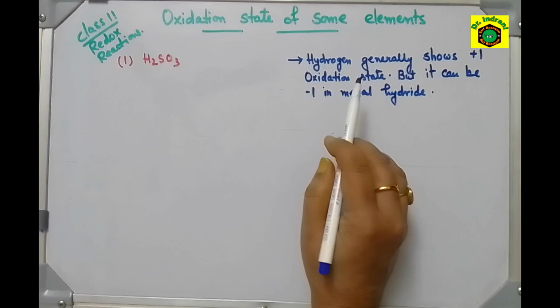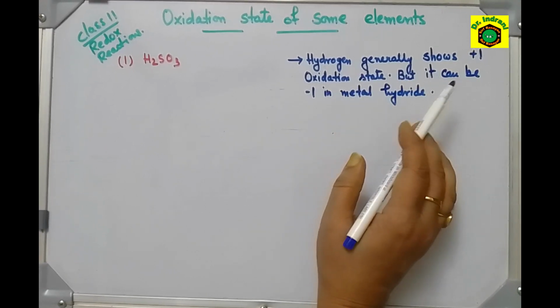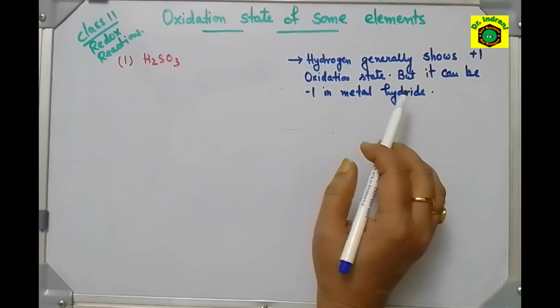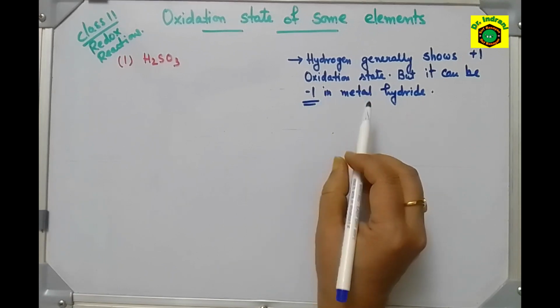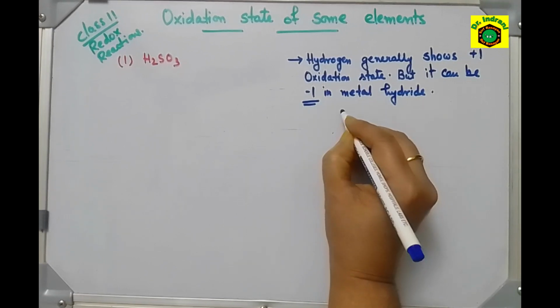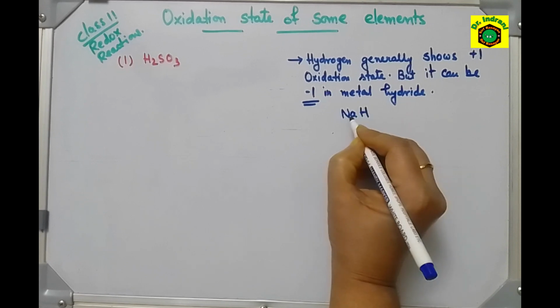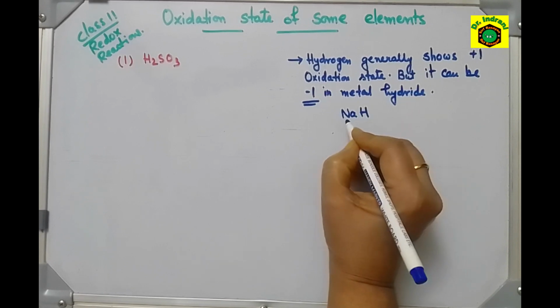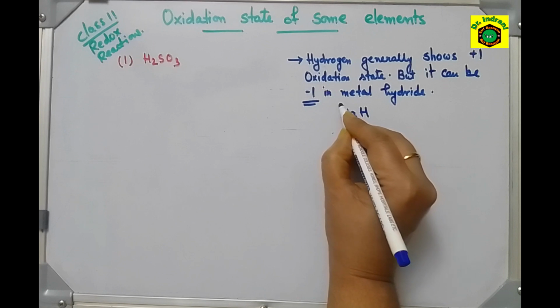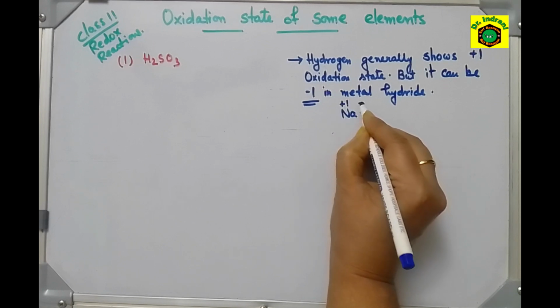Now remember, hydrogen generally shows +1 oxidation state, but it can be -1 in metal hydrides, as for example sodium hydride or potassium hydride. Sodium and potassium are more electropositive than hydrogen. So here sodium will take +1 and hydrogen will take -1.